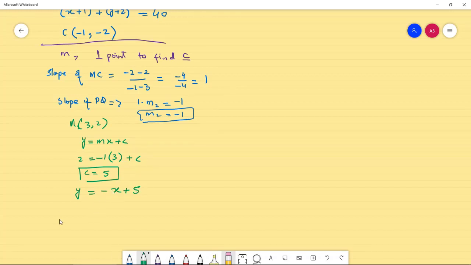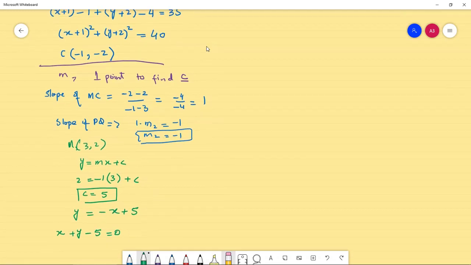So we have to convert it into standard form, so shift x to this side: x + y - 5 = 0. This is the answer of the second part.